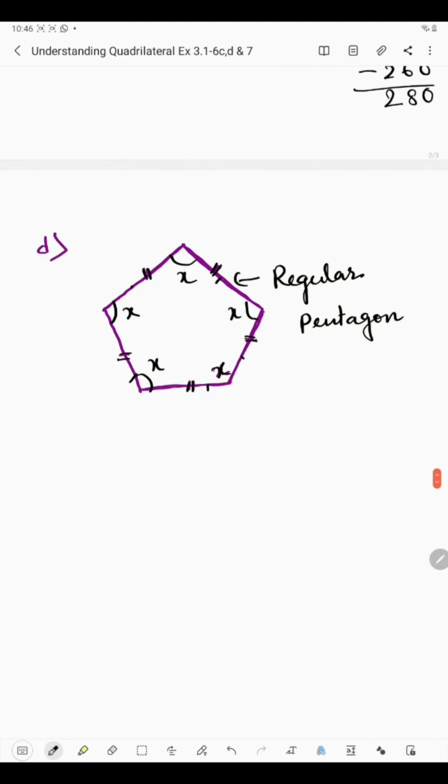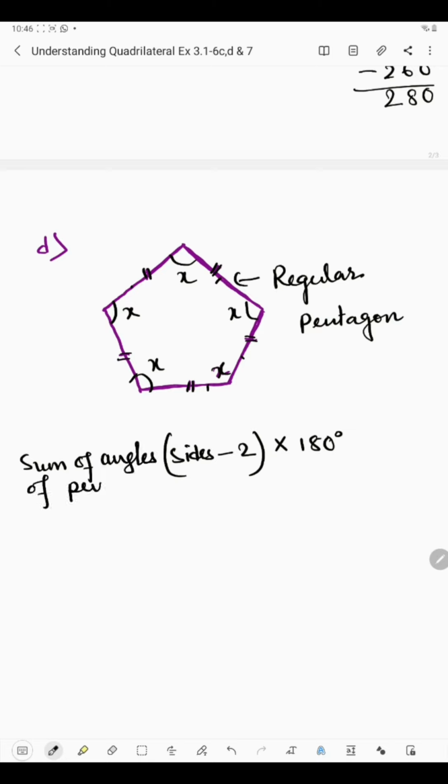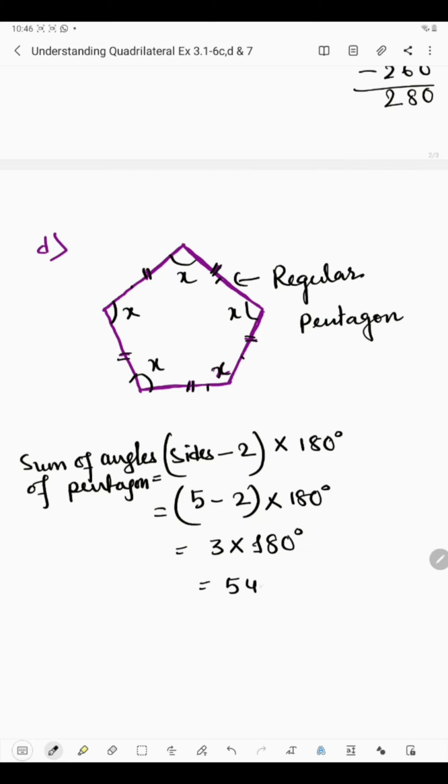Whatever be the polygon you have, you just subtract 2 from the number of sides and multiply by 180 degree to get the sum of angles of any polygon. So this is the sum of angles of a pentagon. Sides are 5, so 5 minus 2 into 180 degree. So 5 minus 2 is 3, 3 into 180 degree, so it's 540 degree.